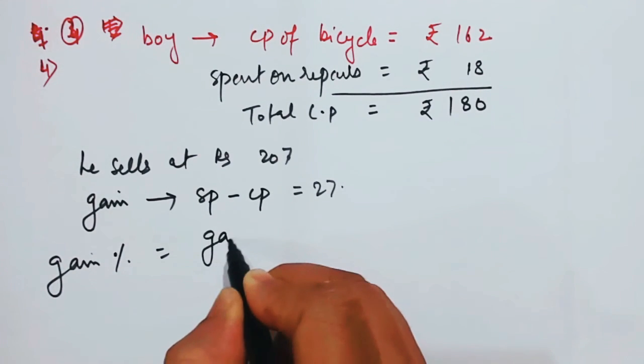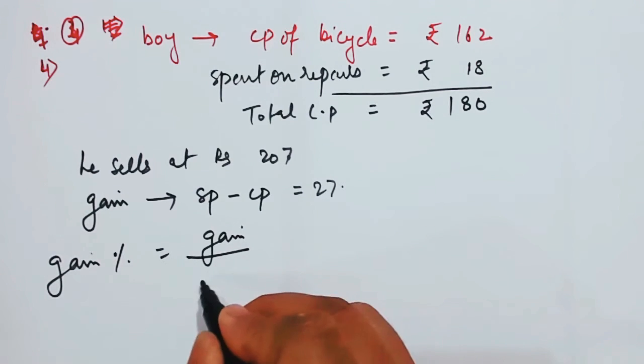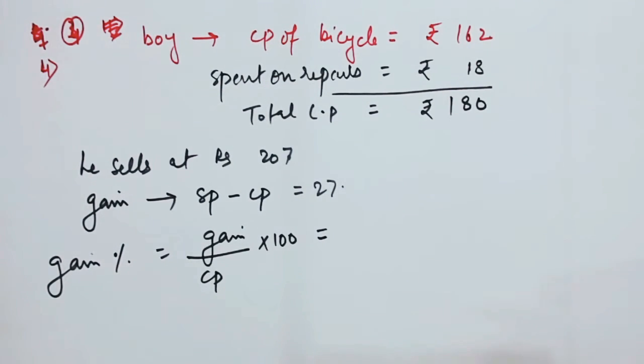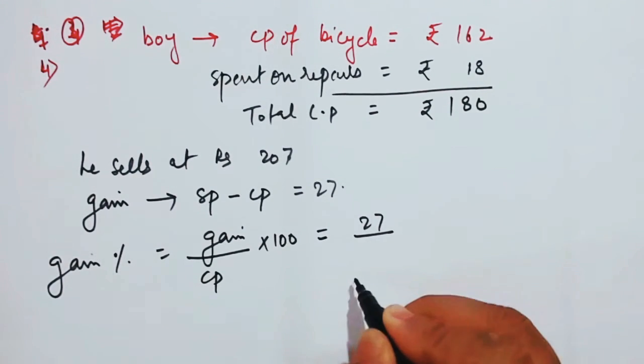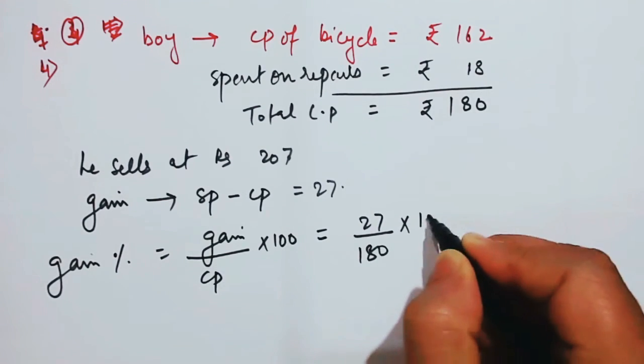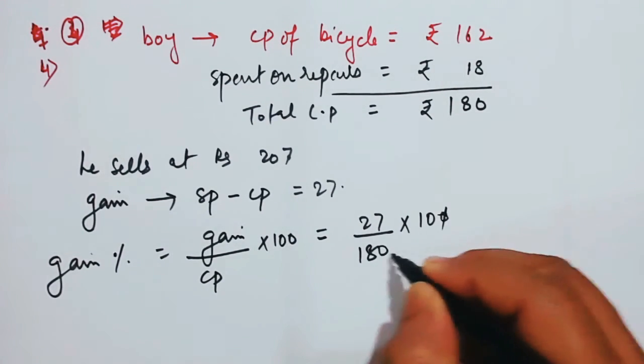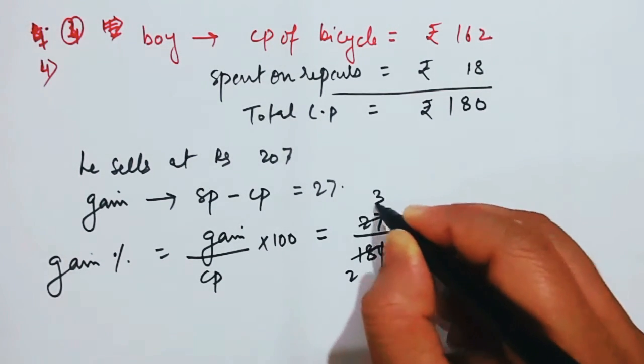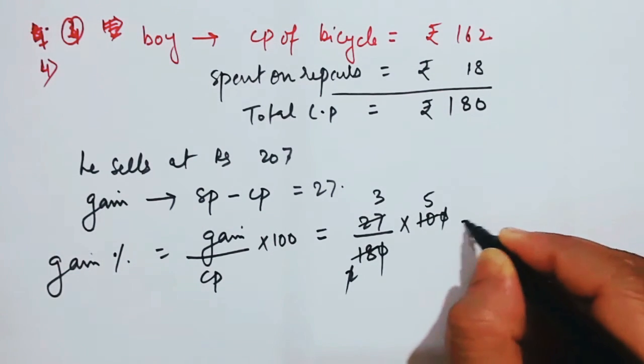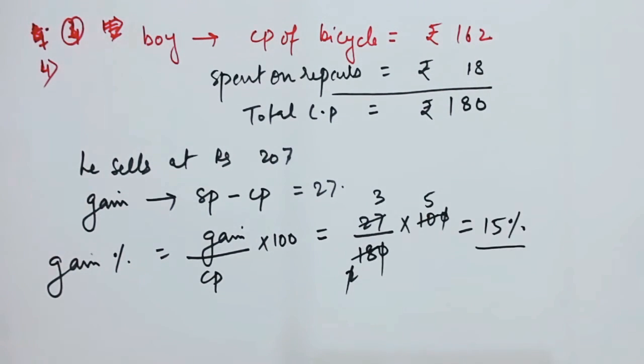So gain percent will be equal to, you know the formula, even if you know it, I am writing it only: gain by CP into 100. Gain is equal to 27, CP is 180, into 100. So 9 0 0 gone, 9 2 times, 9 3 times, and 27 is 9 3 times, so 5 3s are 15%. Equal to 15%. Good. The boy is very clever. At least he bought something, made it perfect, and then sold it again.